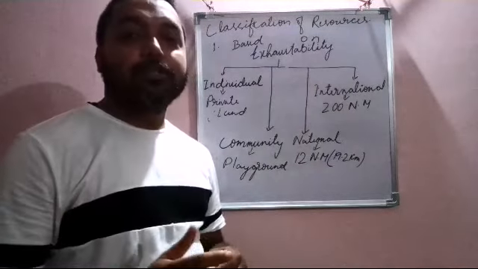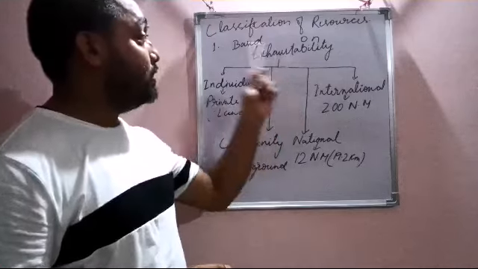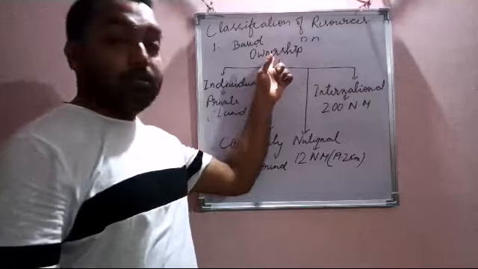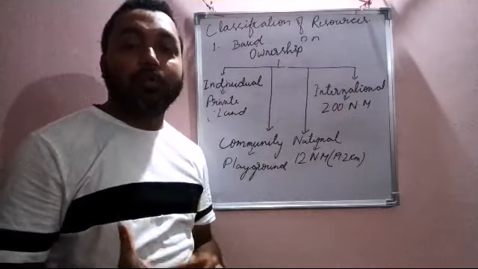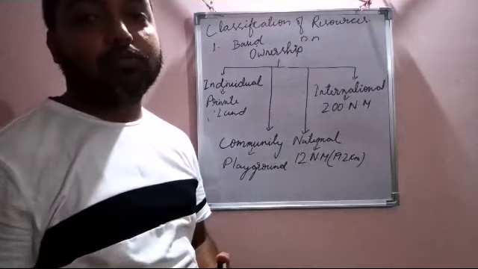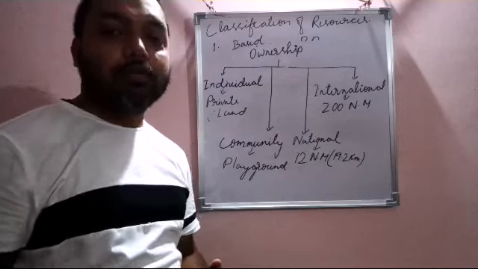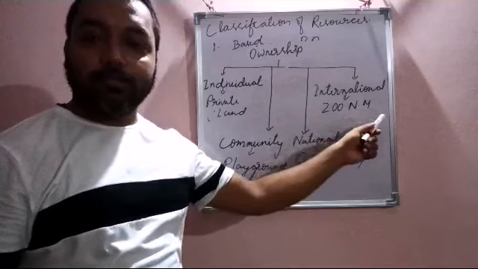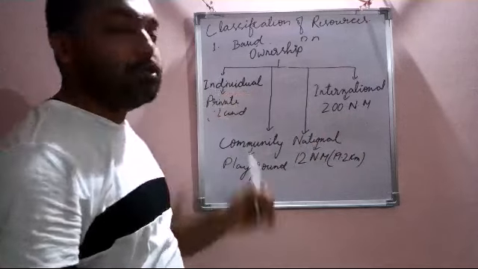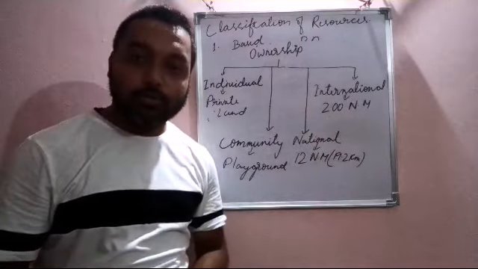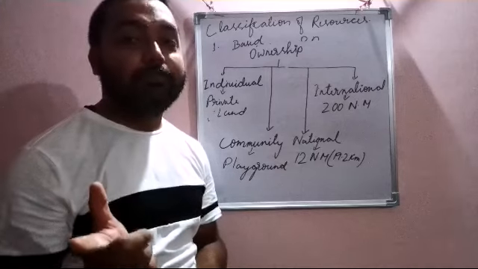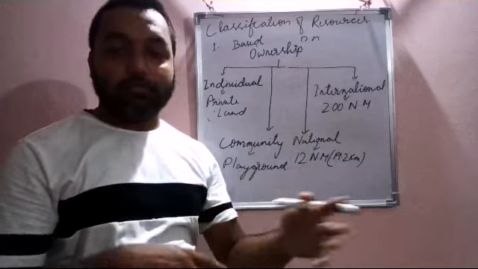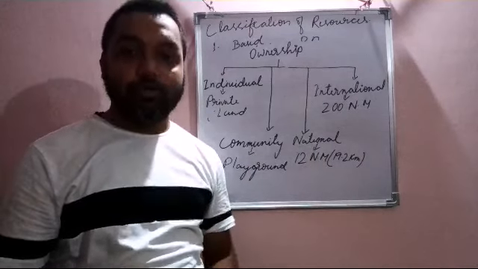The next classification of resources is based on ownership. For a particular resource, who owns it, to whom does it belong, who is the owner of that particular resource? Based on it, resources can be divided into 4 different categories. The first one is individual resource, a particular resource which belongs to a particular individual, or a particular organization or institution.